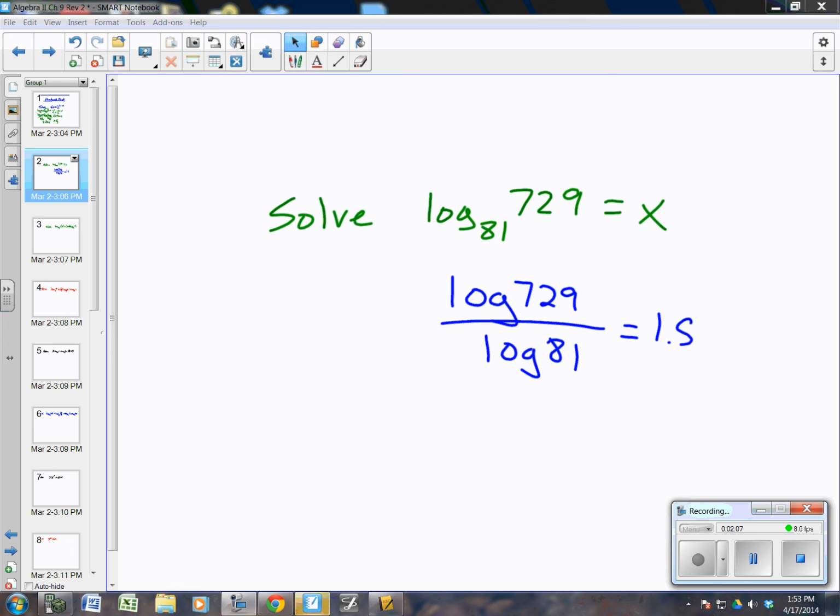How did you get 4 point? Oh, is that why you had it off a little bit? I thought it was there. Okay, change of base formula. Don't forget the change of base formula. Remember, you can use any base that you want.